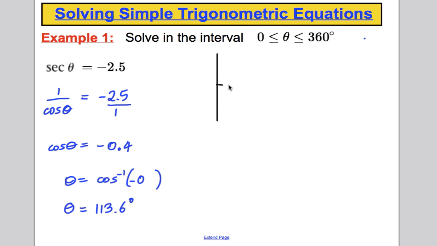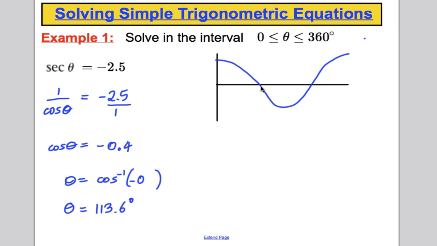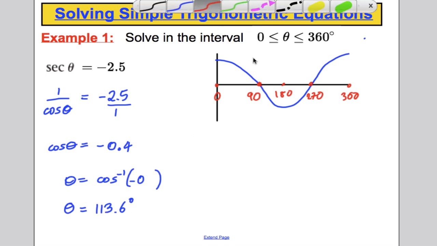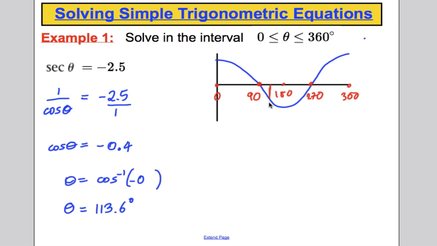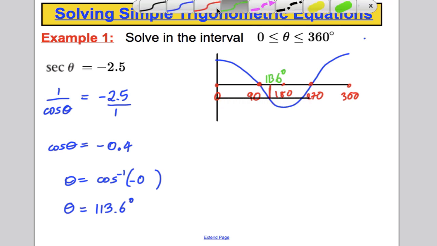So as always, you draw yourself your cos graph. Your cos graph looks something like this. You label the key points in. This is 90, 180, 270, 360, and of course 0. And you want to find where 113 is. Well, 113 would be like here. So this would be 113.6 degrees, let's say. And you want to find anywhere else where the cos graph has the same value. Well, clearly if you draw a line across, there is another value here which would be the same.